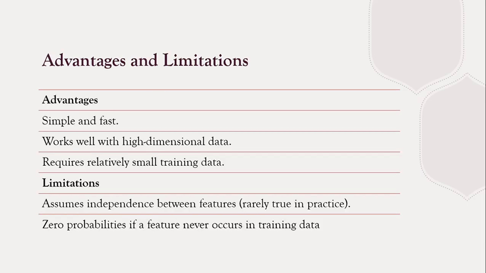There are some advantages and limitations of this particular theorem. The advantages are that it is simple as well as fast, it works well with high dimensional data, and this algorithm requires relatively small training data. Whereas the limitations are that it assumes independence between the features, and it gives zero probabilities if a feature never occurs in the training data.